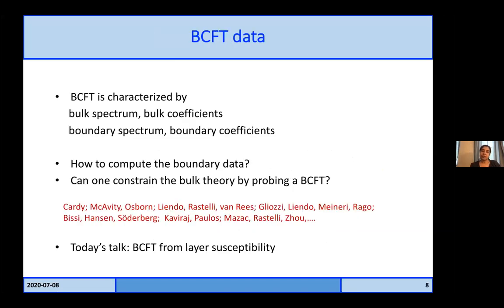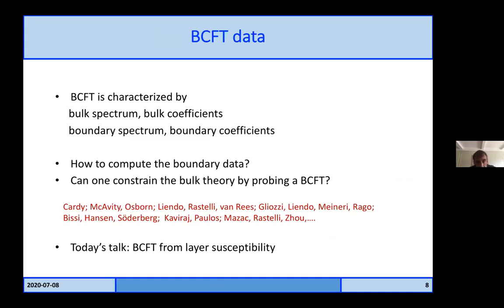The boundary conformal field theory is characterized by the bulk spectrum and bulk coefficients, and also the boundary spectrum and the boundary coefficients. So the question is how to compute the boundary data. And also we would like to ask, is it possible to constrain the bulk theory by probing a boundary conformal field theory?